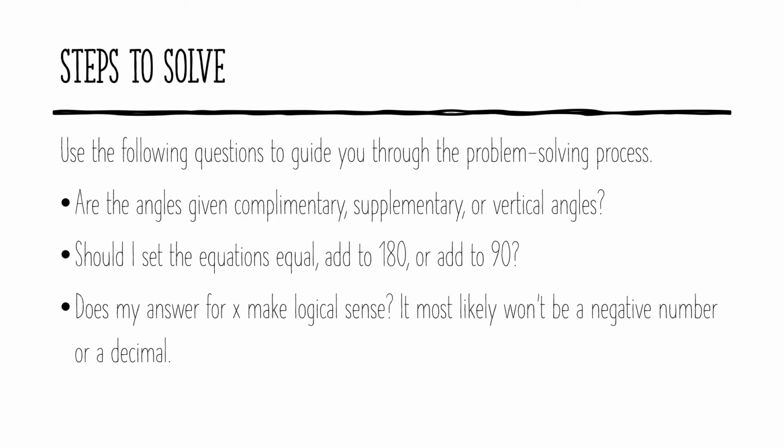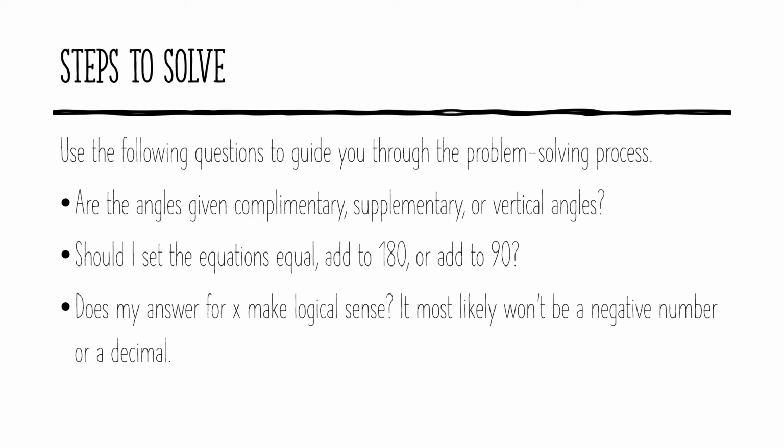Okay, so we're going to use these questions to guide us through the problem solving process. And I'm going to talk about a very common error that you see with these types of problems. First, ask the question, are the angles given complementary, supplementary, or vertical? Then once you answer that, ask, should I set the equations equal? Should I add them to 180? Or should I add them to 90? And then lastly, does my answer for x make logical sense? Usually your value for x is not a negative number or a decimal. So if you get a negative number or decimal, go back and double check your work, because you might have made a mistake.